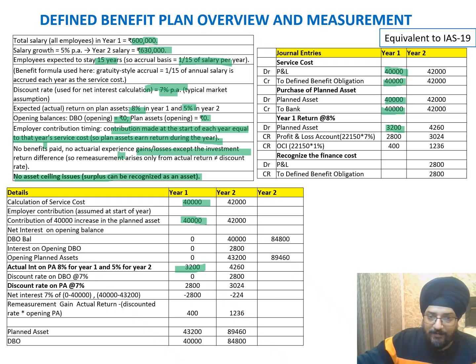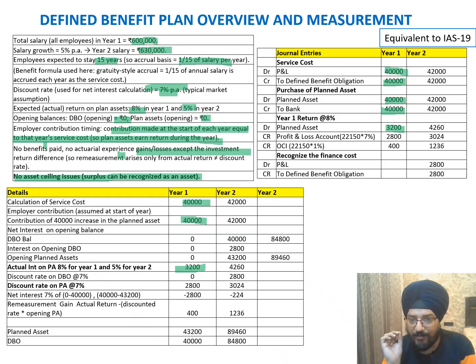So what we are saying is, the simple concept is that we have to calculate the net interest. Net interest is nothing but the amount that is going to be contributed in my DBO versus the amount that has been invested in the plan assets. In this case, my DBO is zero because I do not have any opening obligation, but my investment in plan assets is 40,000. So my 7% of 0 minus 40,000 is minus 2,800.